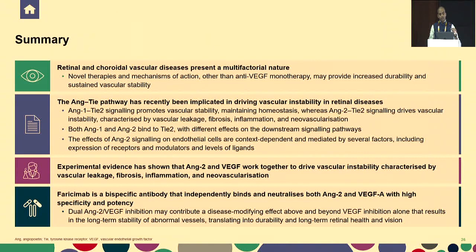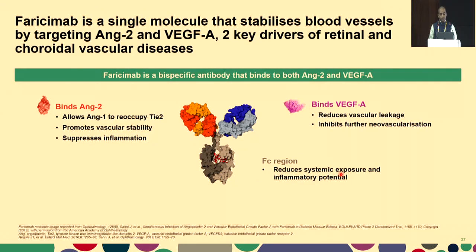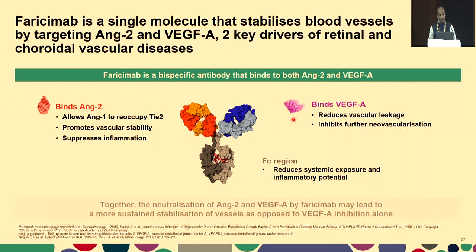So faricimab is a bispecific antibody that independently binds and neutralizes both of these molecules. This is faricimab, where one end binds angiopoietin 2 and the other one binds VEGF. Together, the neutralization by faricimab may lead to more sustained stabilization of the vessels as opposed to VEGF-A inhibition alone.